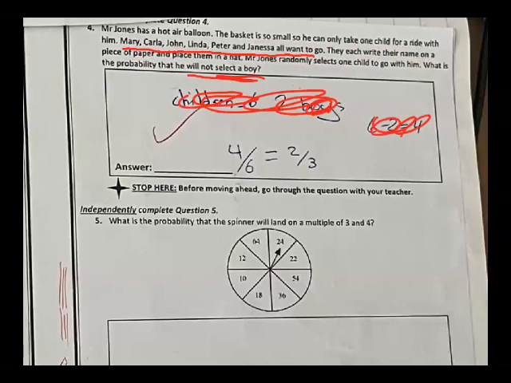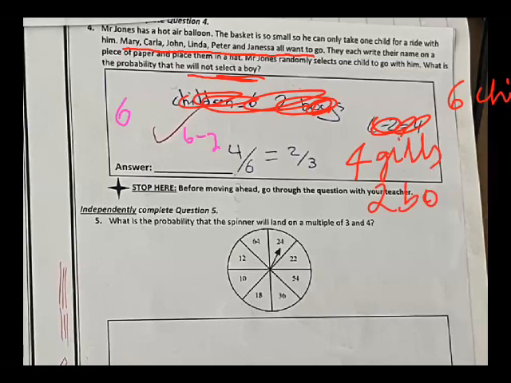So first of all, there are 6 children, yeah? 6 children and 2 are boys. So 6 minus 2 equals 4. So there are 4 girls and 2 boys. So the girls over the total, it equals 4 over 6.